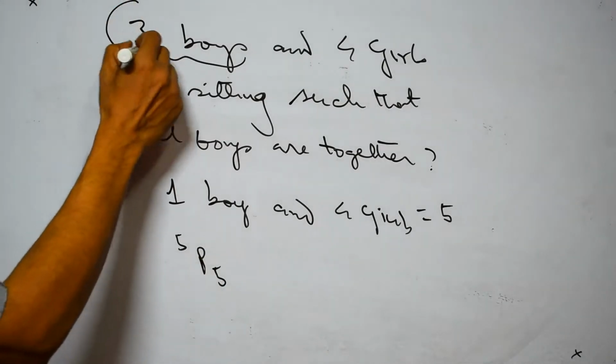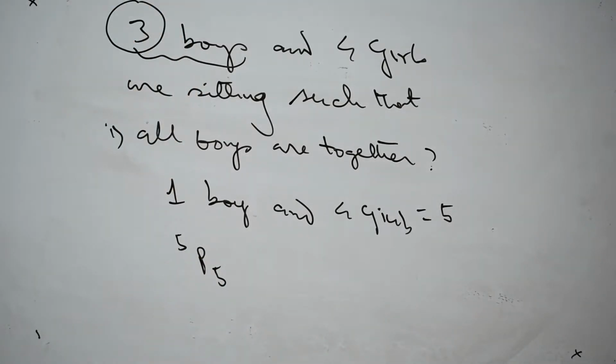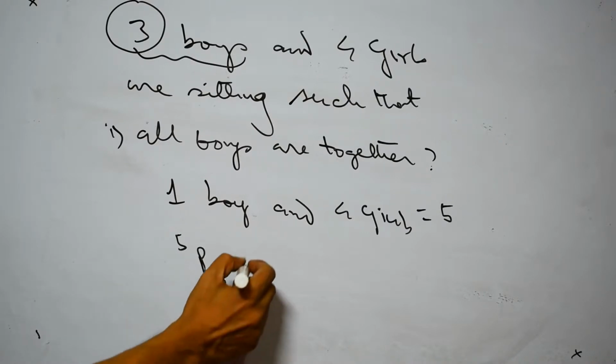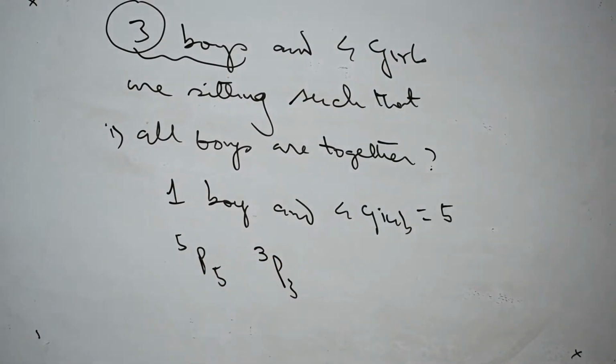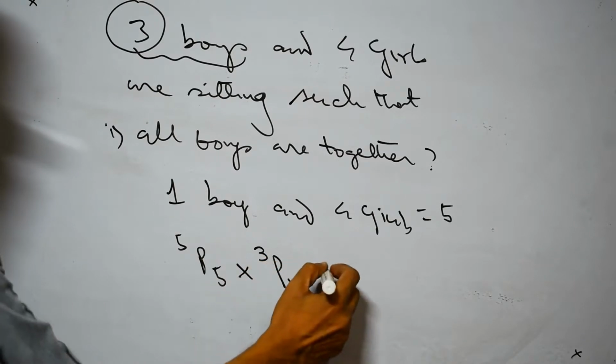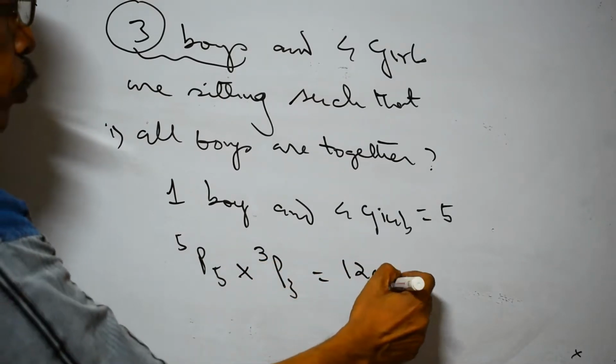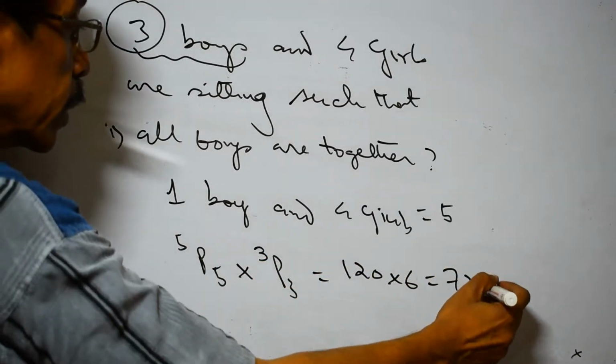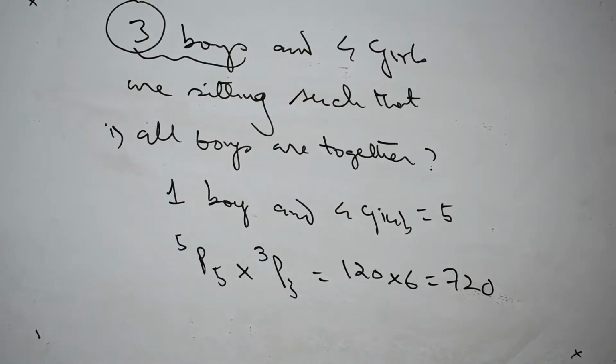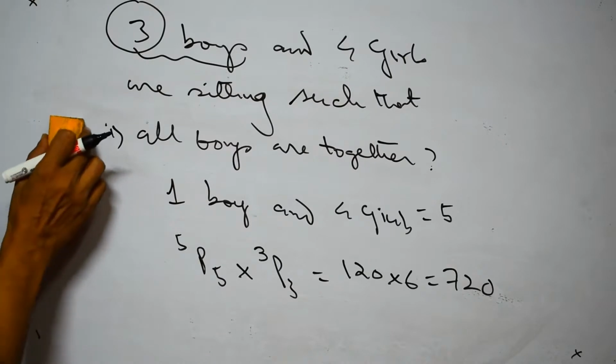But these 3 boys can change their places among themselves in 3P3 ways. So 1 boy along with 4 girls, because 3 boys are taken as 1, together gives 120 into 6, that is 720 ways. So this is the first type of problem, when we are finding that all boys are together.